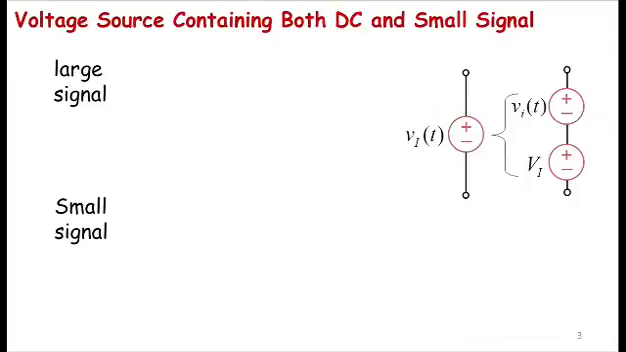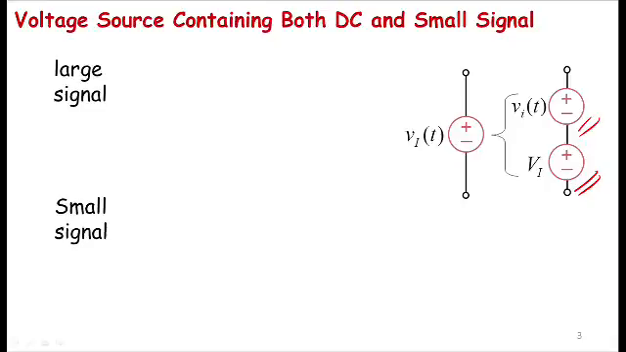So let's go back to the next element. So the next one is very simple. For the next element, let's go with an input source containing both a DC term and a time varying term. And this one is pretty simple.